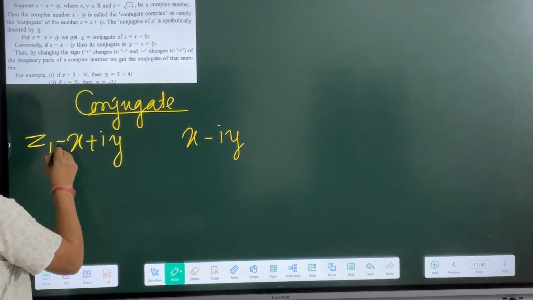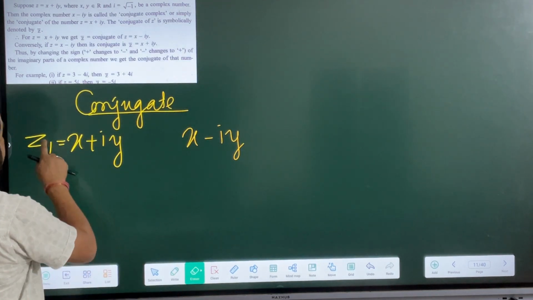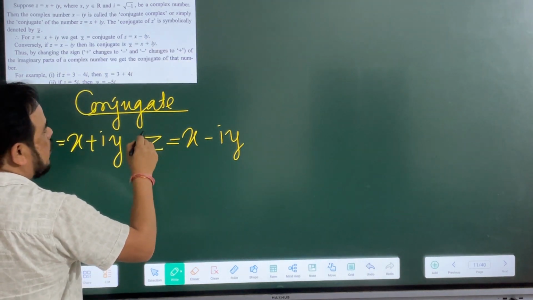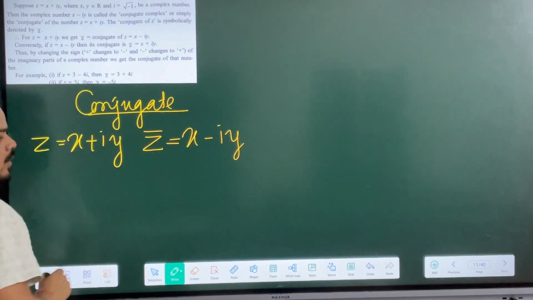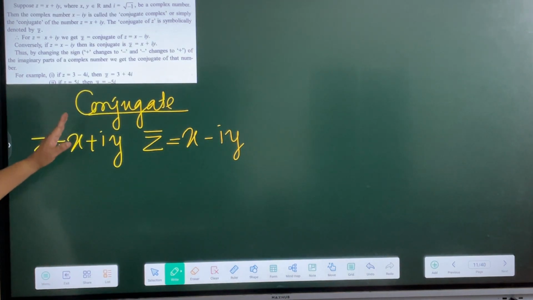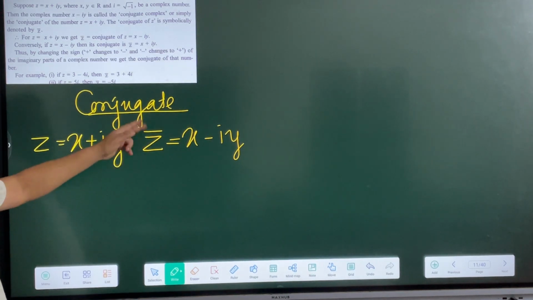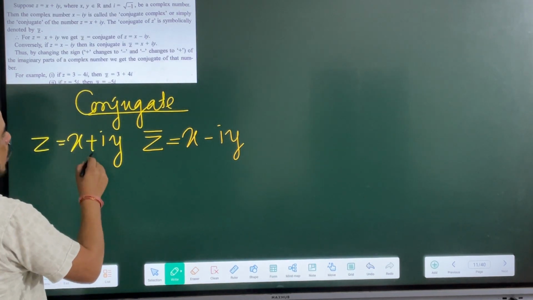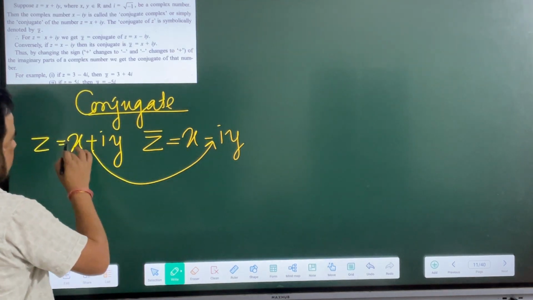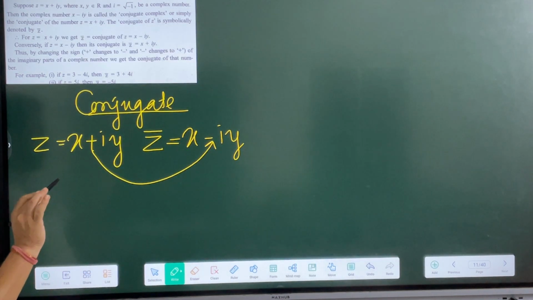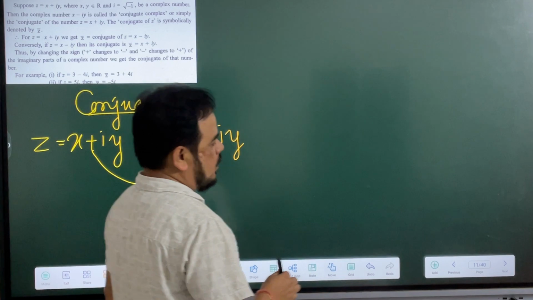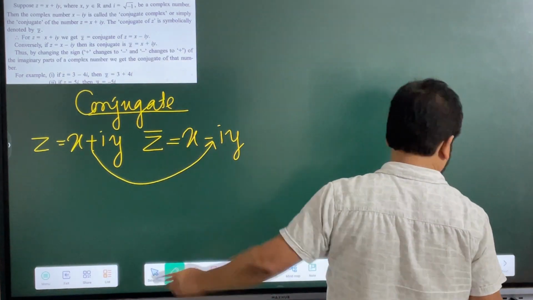If z equals x plus iy, then its conjugate is denoted this way, z bar. Z is a complex number, that is x plus iy. Z bar will be x minus iy. That much only. This much only you have to learn, nothing else. Only the sign will be changed for the imaginary part. The real part's sign will never change. So this is conjugate. Conjugate is denoted by Z bar.